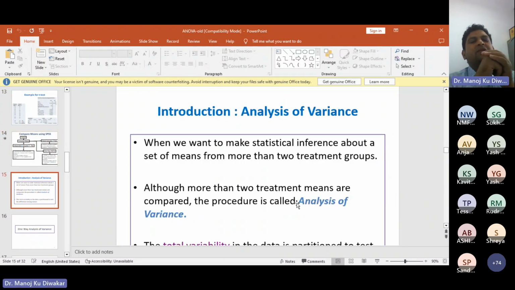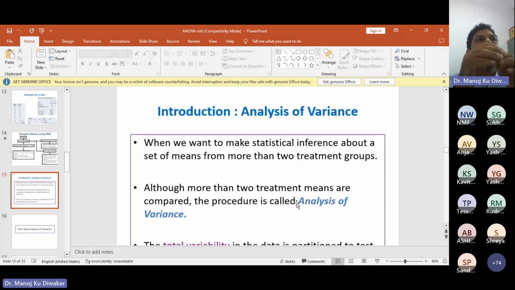Now we will talk about the analysis of variance. It is the next part of this course. That means we have talked about one sample and two samples, whether they are independent or paired. So we already know how to compare the mean value in those cases.